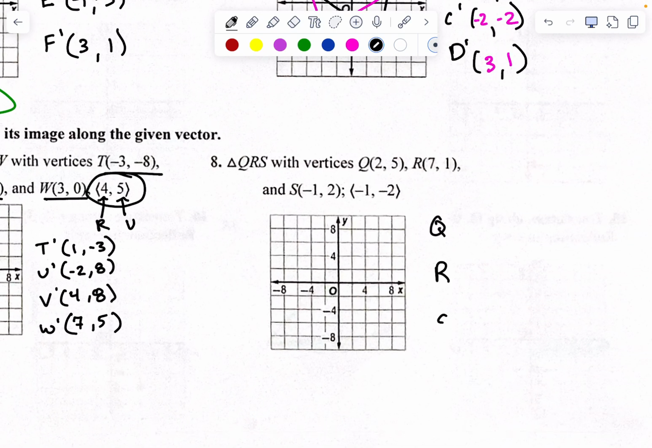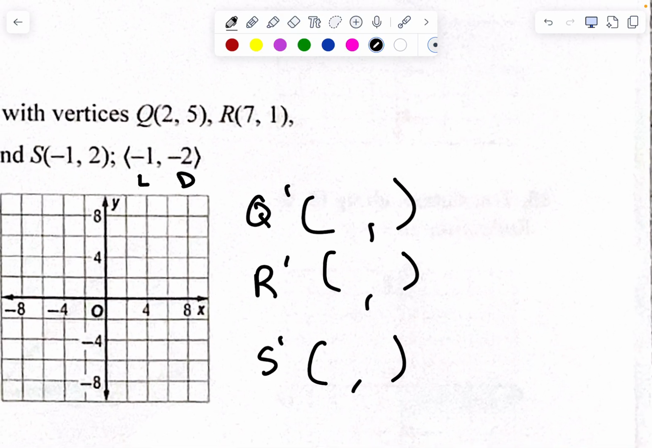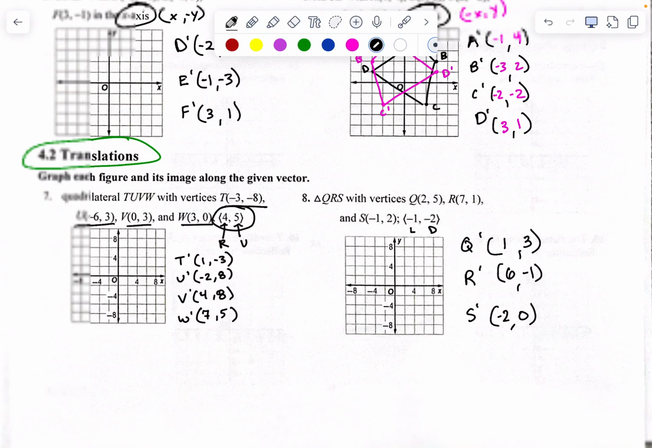Now we have Q, R, and S prime. How are we moving him? He's going 6 left and then down 2. Okay, Q prime is 1, 3. R is 6, -1. You got it. You're just ahead of us, I guess. S is -2, 0.